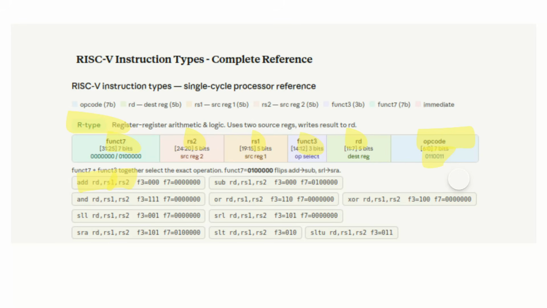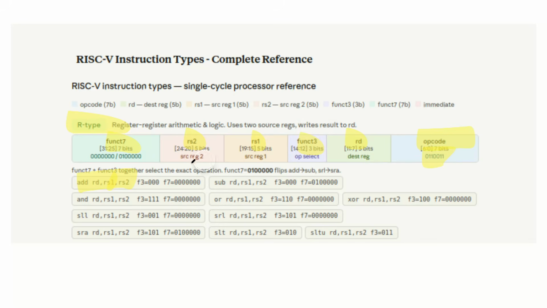So if you have this instruction, add RD, RS1, RS2, let me show you what function 7 and function 3 do. Function 7 contains 7 bits, function 3 contains 3 bits. Function 3 helps us tell whether addition is used, whether AND is used, whether shift left logical is used, whether SRA is used, whether subtraction is used, whether OR is used.